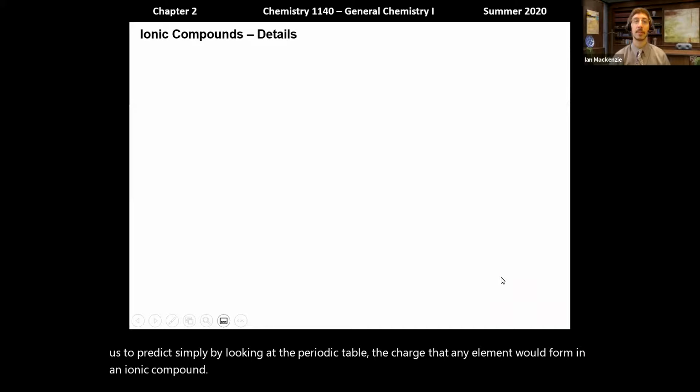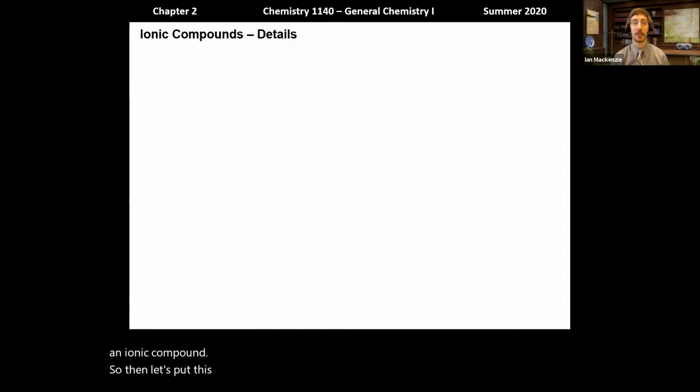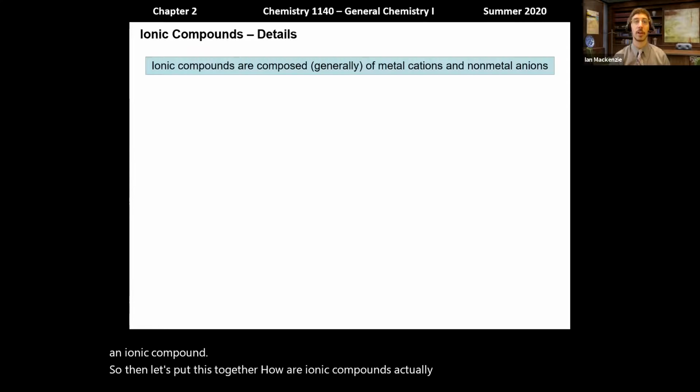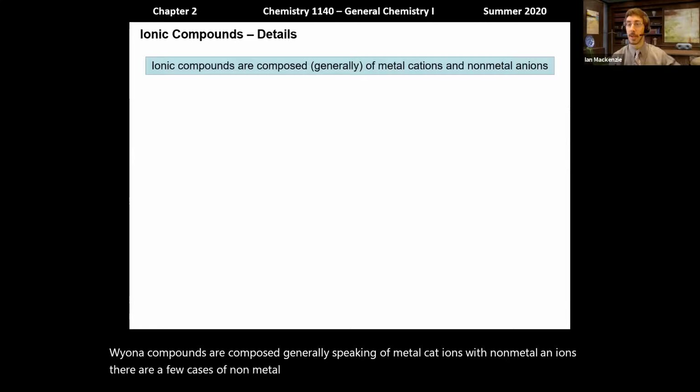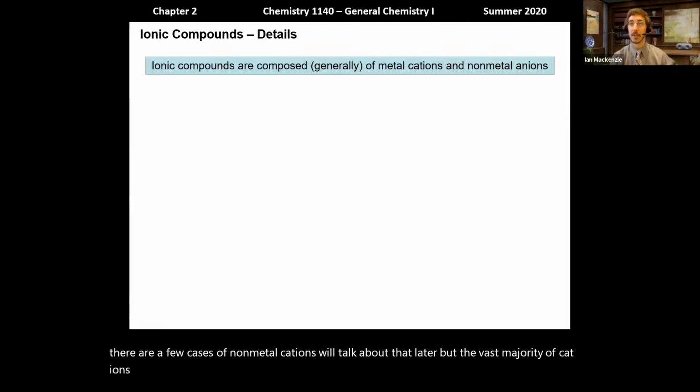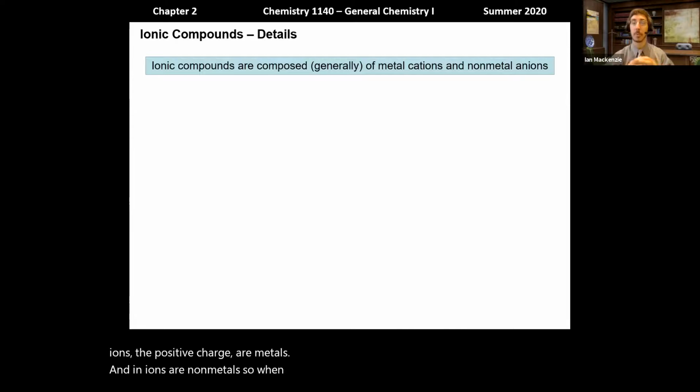So then let's put this together. How are ionic compounds actually formed? Well, ionic compounds are composed, generally speaking, of metal cations with nonmetal anions. There are a few cases of nonmetal cations. We'll talk about that later. But the vast majority of cations, the positive charge, are metals, and anions are nonmetals. So an ionic compound is formed by bringing those two together.